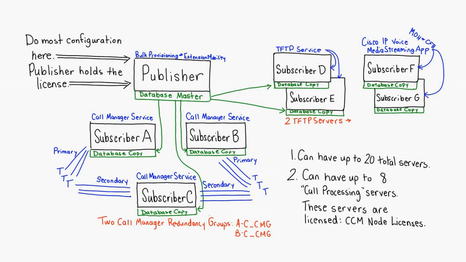For our 2 TFTP servers, we would configure use of these servers via DHCP option 150, which is a list of IP addresses. Half our devices would have subscriber D first in the list, and the other half subscriber E first. Music on hold and conference bridge media resource usage is controlled using media resource group lists. So we have a variety of mechanisms that provide for high availability of the services we need.